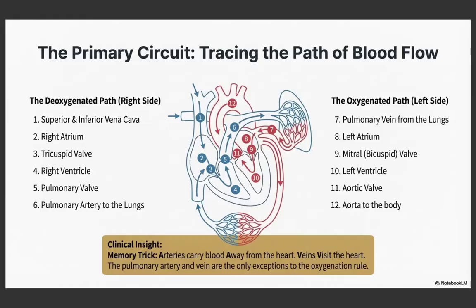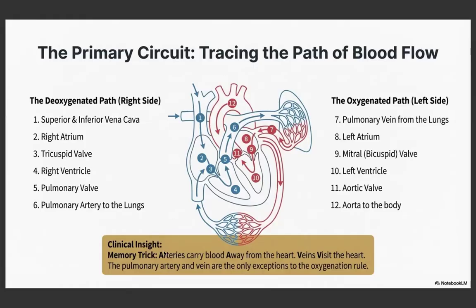So your right side is your deoxygenated blood. Your vena cava, your right atrium, tricuspid, right ventricle, pulmonic, and then the lungs where it's going to get the oxygen. Your left side is the lungs, left atria, mitral, left ventricle, aortic, and then the rest of the body.